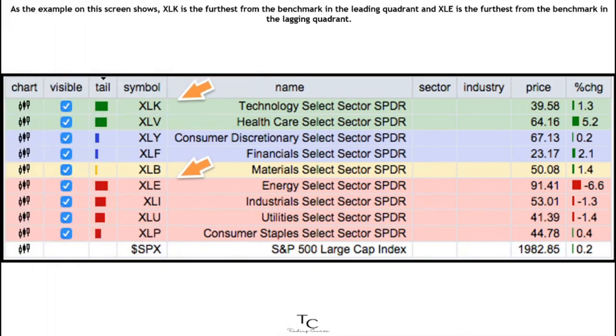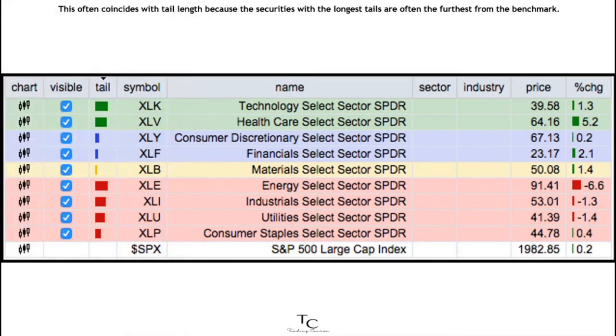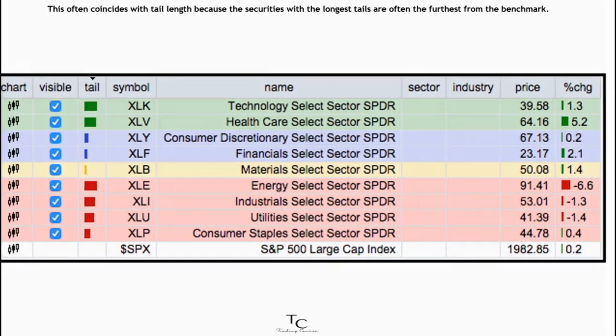As the example below shows, XLK is the furthest from the benchmark in the leading quadrant and XLE is the furthest from the benchmark in the lagging quadrant. This often coincides with tail length because the securities with the longest tails are often the furthest from the benchmark.